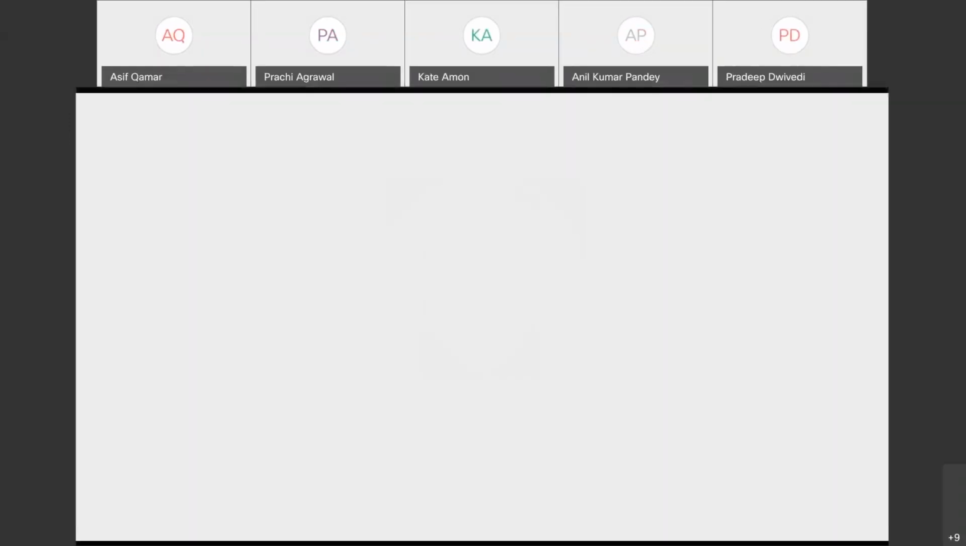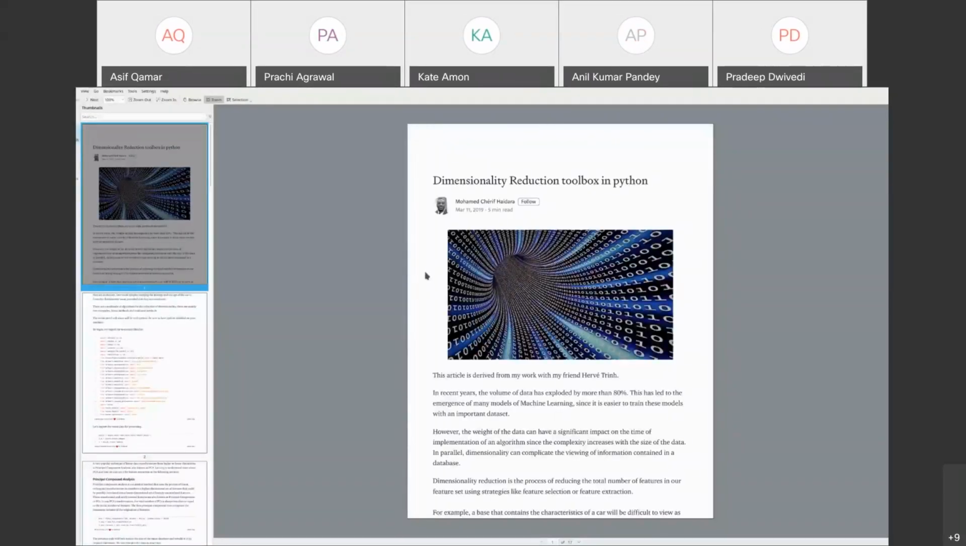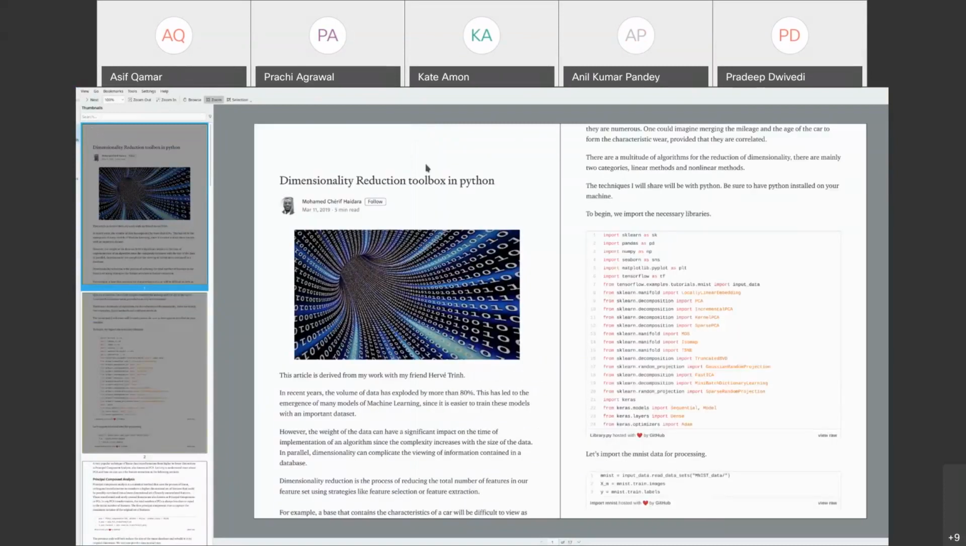So are you guys seeing my PDF? Dimensionality Reduction toolbox in Python. Oh yes, thank you for verifying that. So this is an article again taken from Towards Machine Learning. Somebody has put this together. This is something you'll see. People have contributed a lot of effort in explaining to each other different topics. And the idea is that if we all explain to each other, we all benefit.